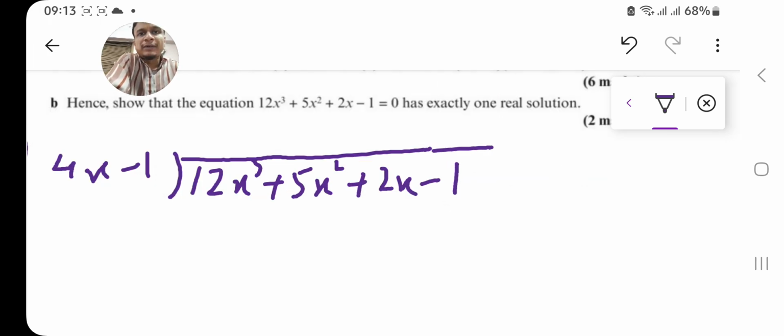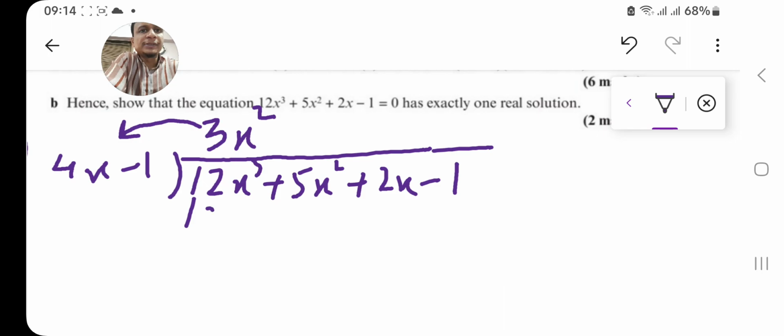Okay, by which term do I multiply 4x to get 12x cube? Here is 4 and here is 12, so I need 3, and the power of x is 1 here and x cube there, so the difference is a square. We place 3x square here. Now we multiply 3x square with the whole 4x minus 1, term by term. The first is 12x cube and the second is minus 3x square.